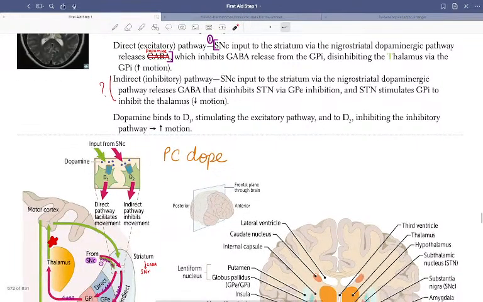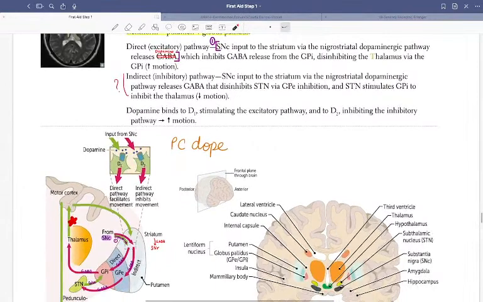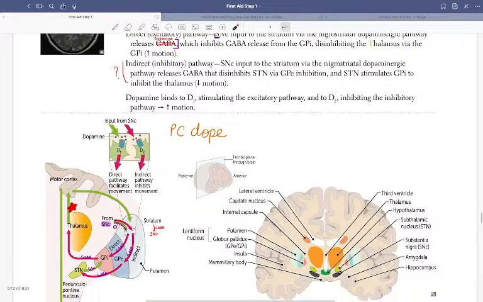Next is the excitatory pathway. So, the direct excitatory pathway is going to be from the SNC, that is the substantia nigra. Now, see this. This is going to be the direct pathway, so the greenish one is the direct pathway.